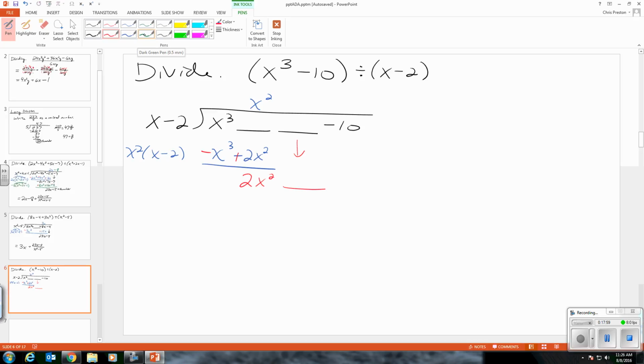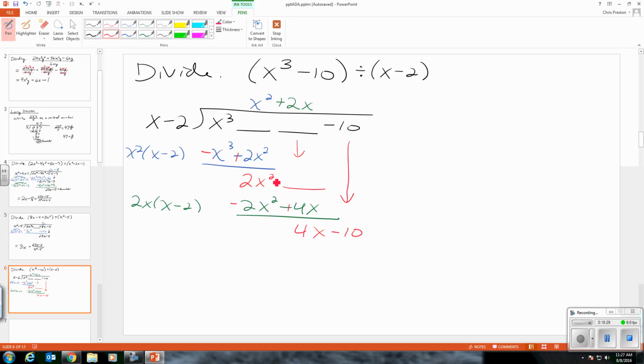I'm going to ask myself, what do I multiply x by to get 2x squared? And the answer is a positive 2x. So I'm going to take 2x times my x minus 2. So 2x squared minus 4x. Change my signs. Okay. 2 and negative 2 cancel out, you get 4x. Bring down the next part of the expression, minus 10.